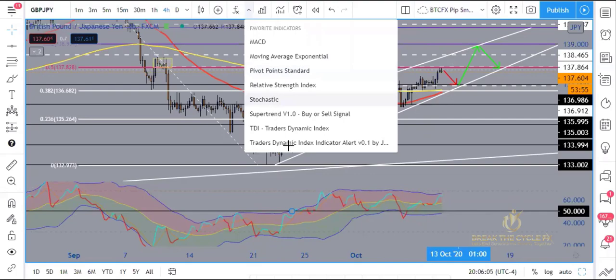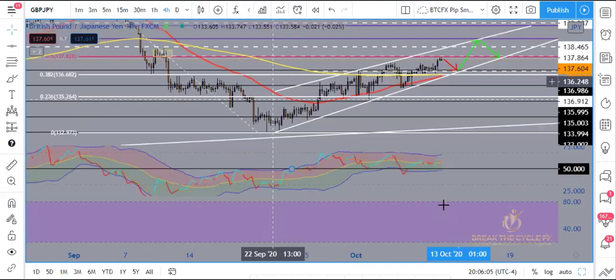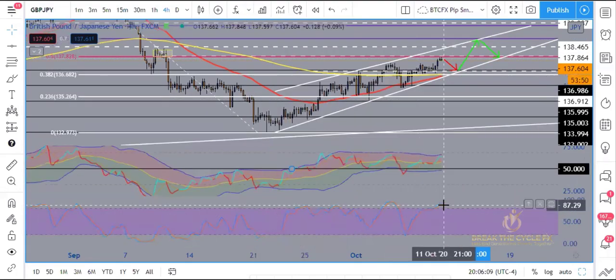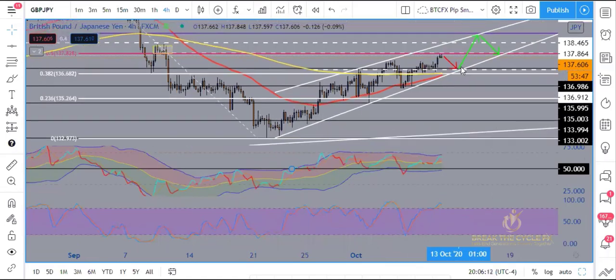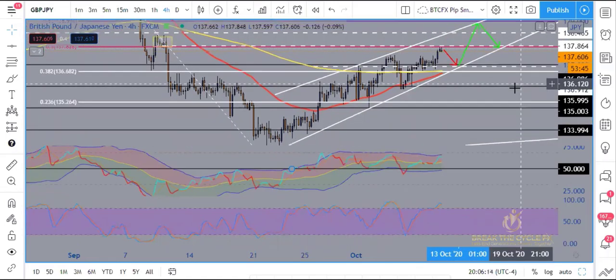Okay, let's check out the stochastic. Stochastic is telling us what? The pullback is going to come. Yes, there will be a pullback, all right? Take it back down. Everything's confirming what we were able to see.